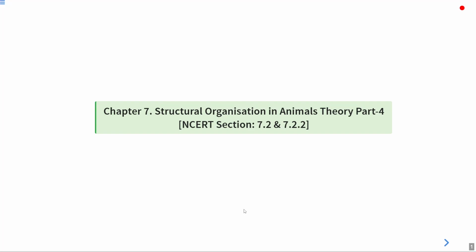Hello, everyone. Welcome to the session of Structural Organization in Animals, Theory Part 4. And today we are going to cover NCERT sections 7.2 and 7.2.2.